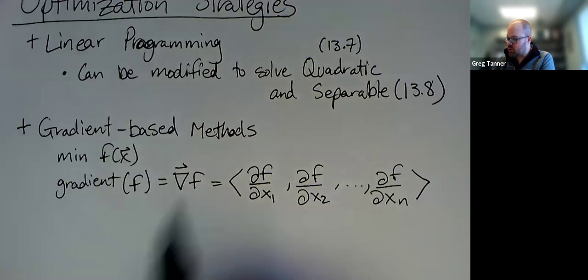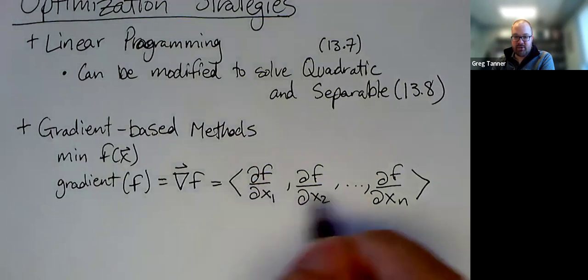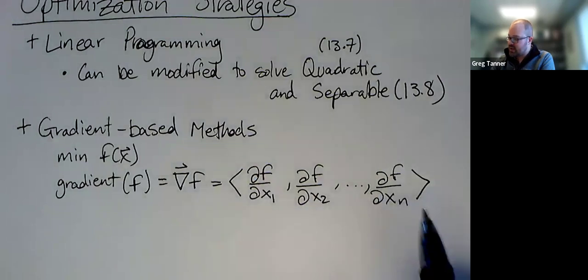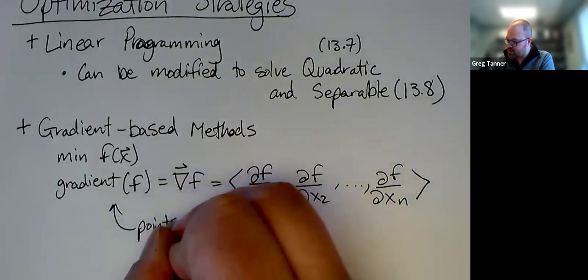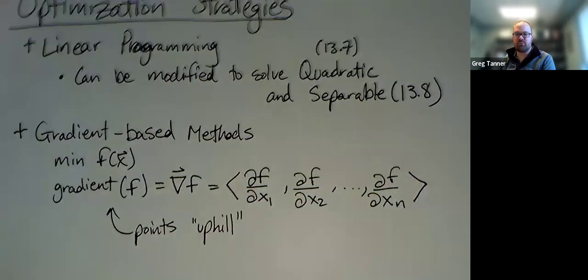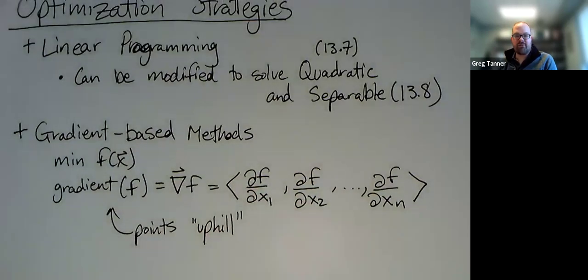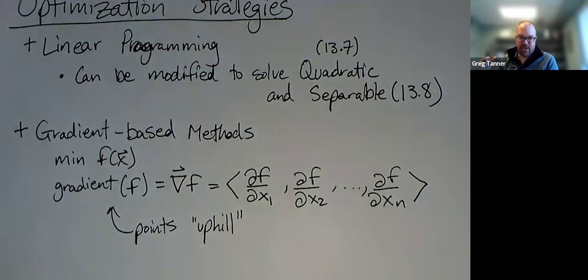Okay. The important thing about this gradient vector that we get by creating this vector of all these derivatives is that the gradient always points, what I'd say, uphill. So it points in the direction where f of x is increasing the fastest. Okay, and so if we want to minimize f of x, we go in the opposite direction of the gradient. If we're trying to maximize f, we go in the direction of the gradient.